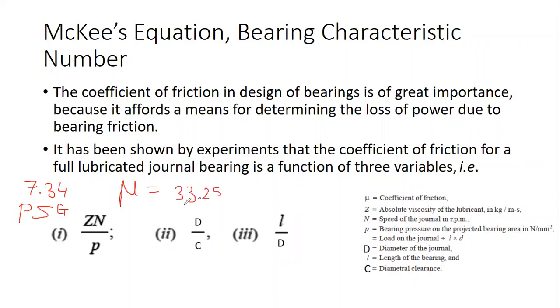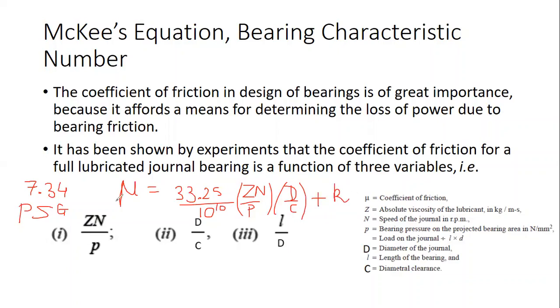33.25 divided by 10 raised to 10 into the bracket Zn by P into the bracket D by C plus K. So, guys, this is Mackey's equation.